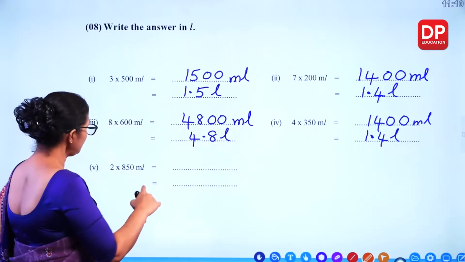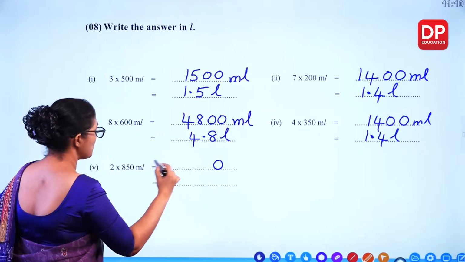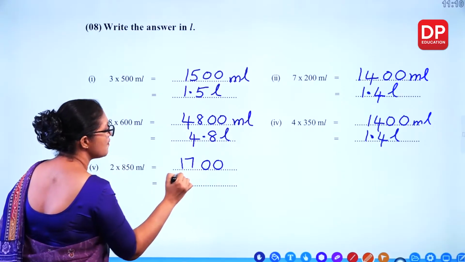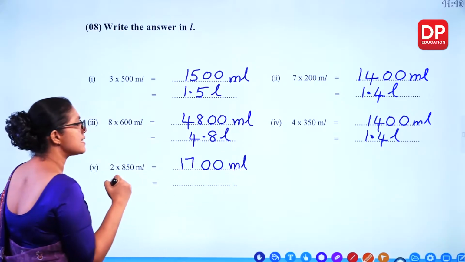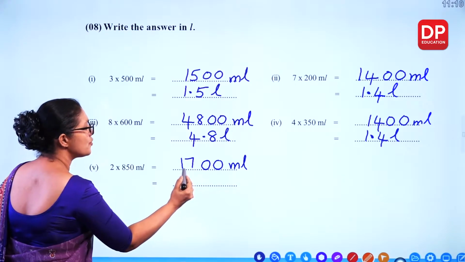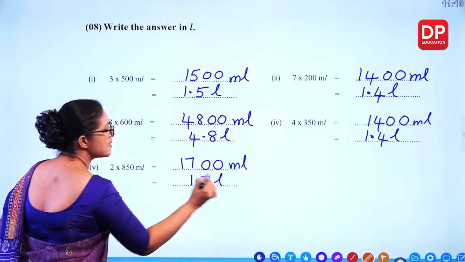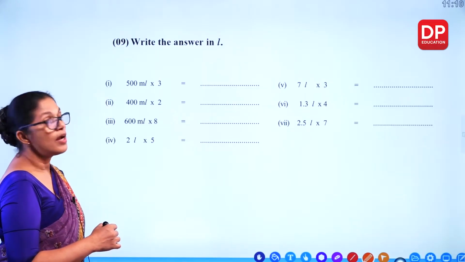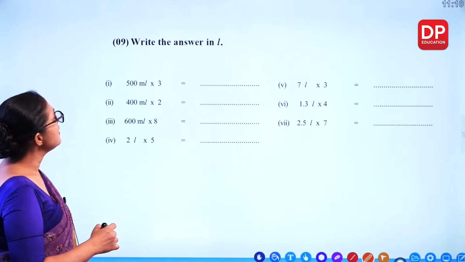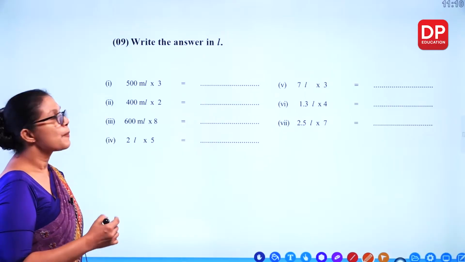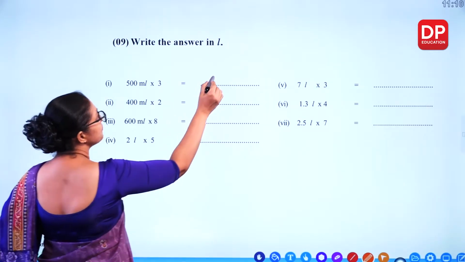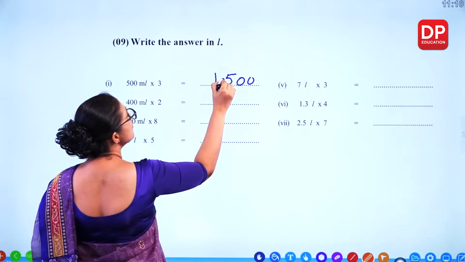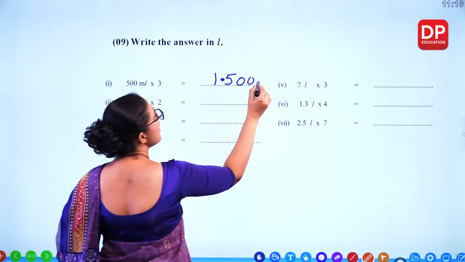This one, 2 times 0, 0. 2 times 5, 10. 1 remaining. 2 times 8, 16 plus 1, 17. 1700 milliliters. Divide by 1000. 1, 2, 3. 1.7 liters are there. Write the answer in liters. Now you can do at once. 500 times 3. 1500. Now divide by 1000. You put a decimal point here. 1.5 liters.